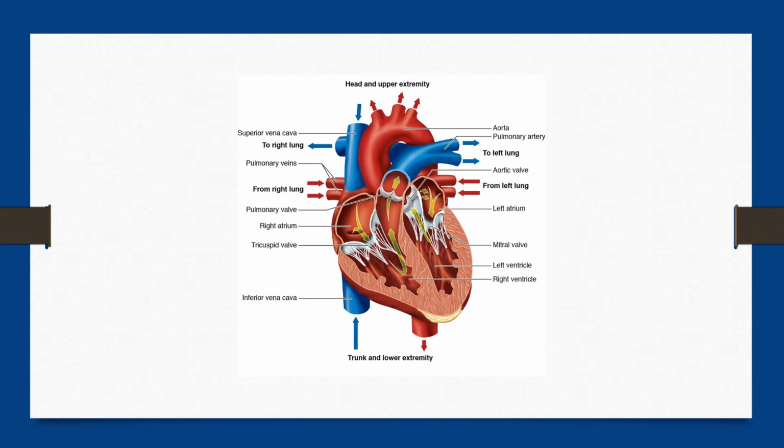And then when it comes back, it comes in to the left atrium here, down through the mitral valve into the left ventricle, and then out through the aorta. This mitral valve is what is separating the left atrium and the left ventricle. So when you hear heart sounds, you're actually hearing the valves close. So aortic valve up here, pulmonic valve here, tricuspid, and mitral.